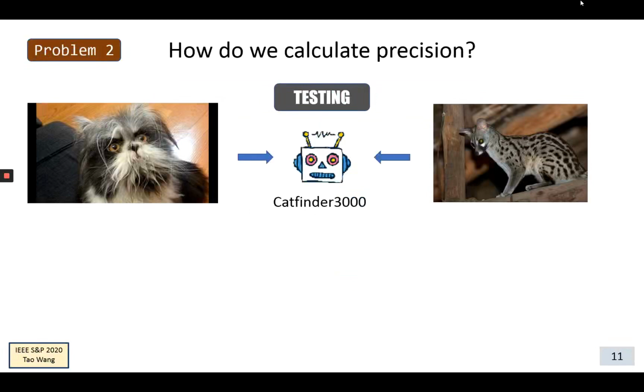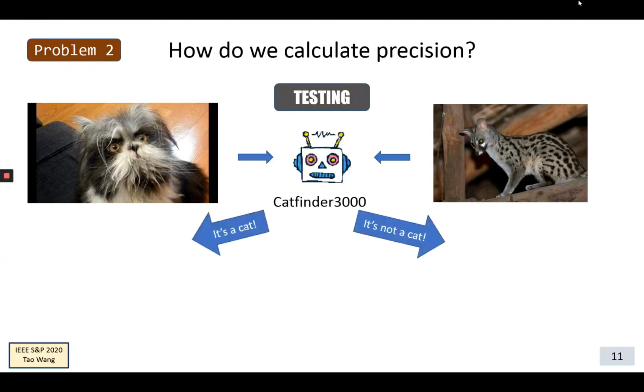We can't use the naive way of calculating precision. So what do we mean here? Let's look at the more fun example. Suppose Bob has created this Cat Finder 3000 and he's testing it against a bunch of pictures that he has. He's going to use this to identify whether or not a picture is a cat picture. So on the left, this picture looks quite like a cat picture. It is a cat picture, although it looks quite like a dog picture.